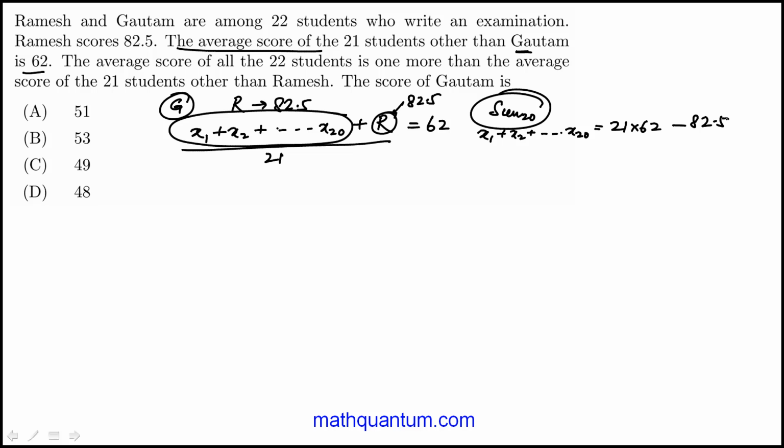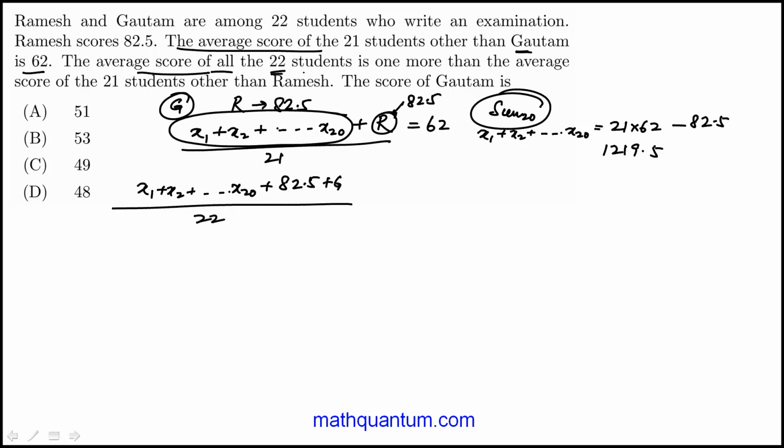21 times 62 minus 82.5. So that's 1219.5. Now I have to translate this, which is kind of a headache. The average score of all the 21 students, so that would be X1 plus X2, the 20 students plus Ramesh plus Gautam, divided by 22, because this is the average for 22 students, is 1 more than the average of the 21 students other than Ramesh.